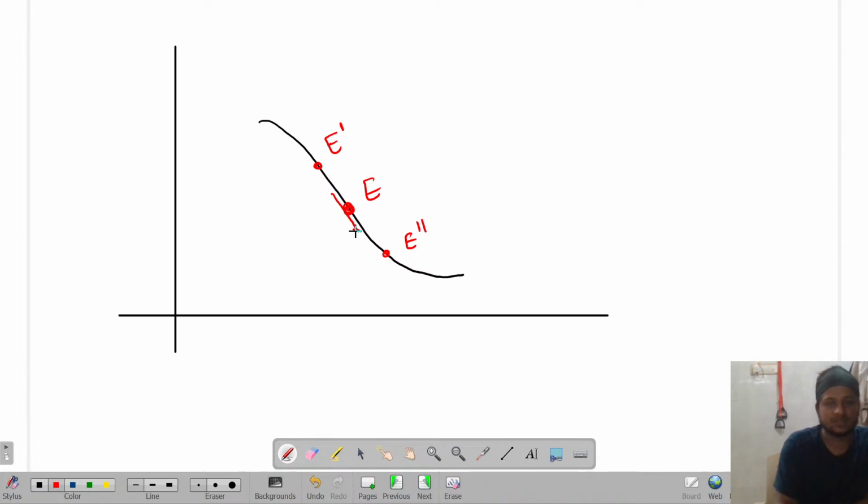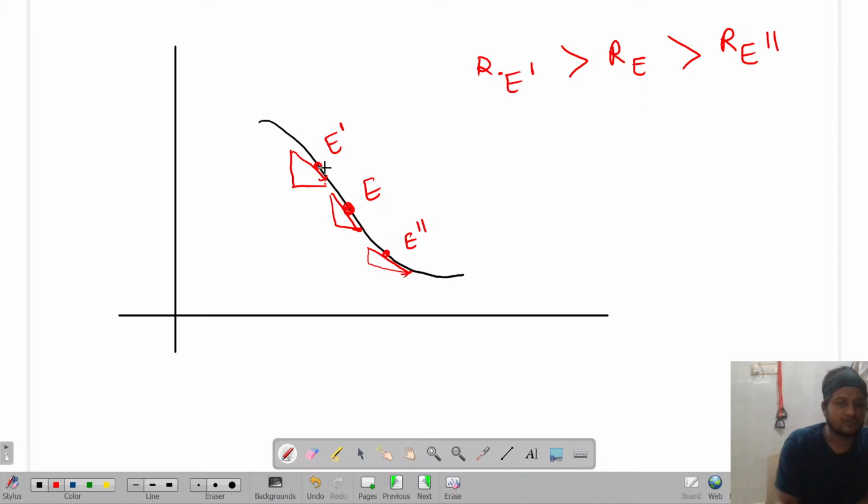It has become quite okay. Wait. So what do you observe? The right angle triangle is bigger over here. Okay, so what has happened? The right triangle at E prime is much greater than the right triangle at E, which is much greater than the right triangle at E double prime. That means what? What has happened? Negative velocity at E prime is much greater than negative velocity at point E, which is much greater than negative velocity at E double prime.